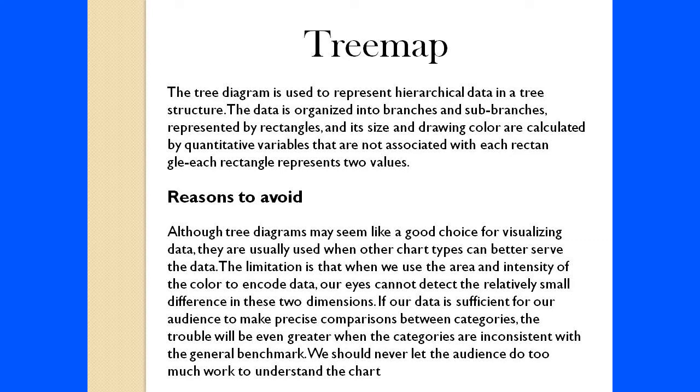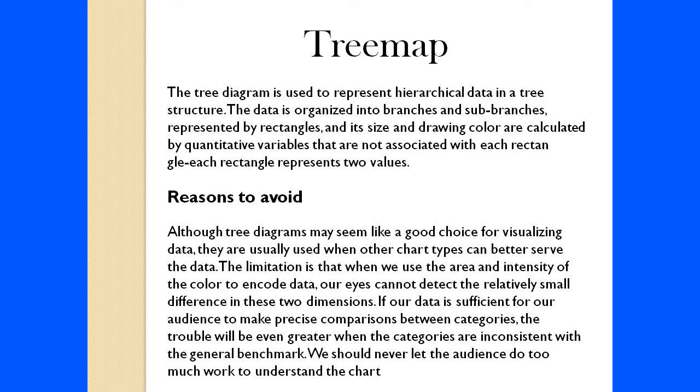So why should we not use a tree map for our reports? The tree map may seem like a very good choice for visualizing data, but it is usually used when other chart types could better serve the data. The limitation is that when we use area and color intensity to encode data, our eyes cannot detect relatively small differences in these two dimensions. If our audience needs to make precise comparisons between categories, the trouble is even greater when the categories are inconsistent with the general benchmark. We should never let the audience do too much work to understand the data.